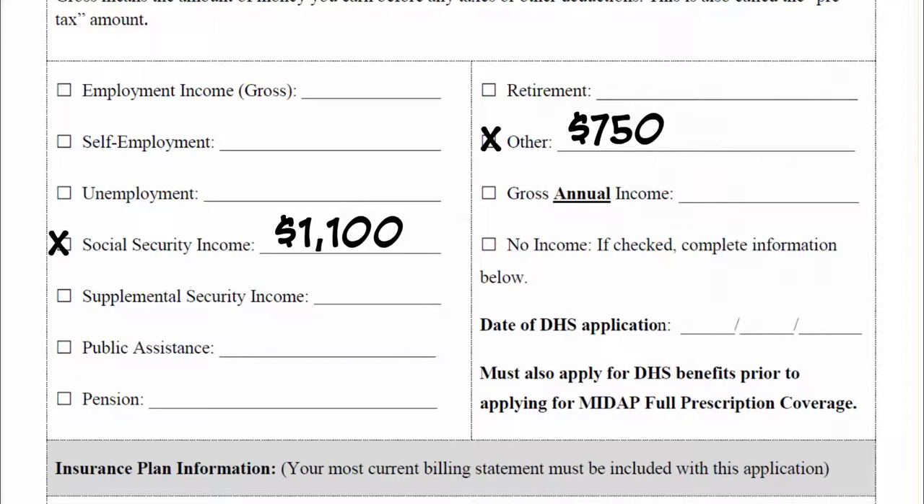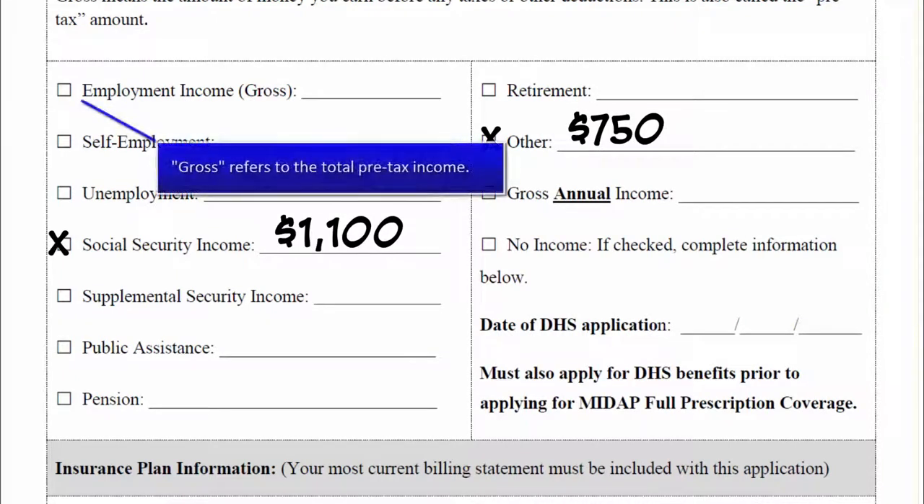For employment income and the gross annual income, gross means the amount of money you earn before any taxes or other deductions. This is also called the pre-tax amount.